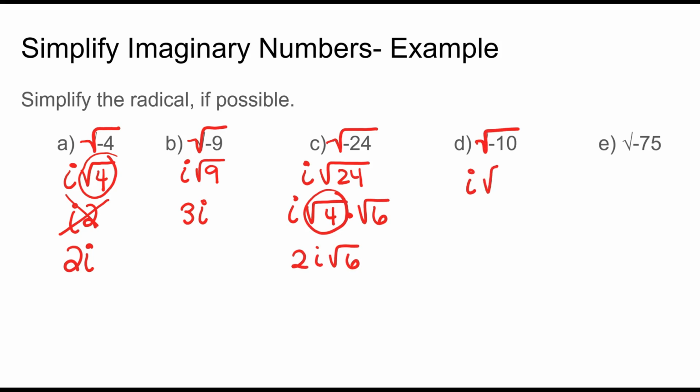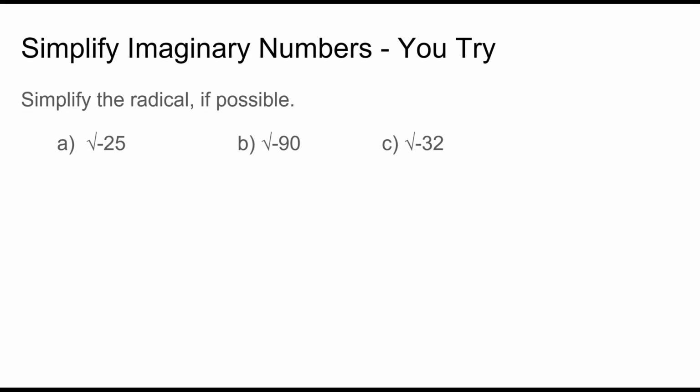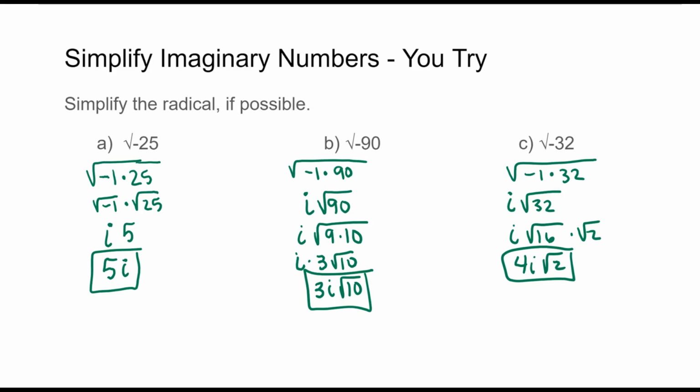We'll immediately start by making that i square root of 10. Remember, there are no perfect squares that go inside, so that is done. We'll deal with that negative first. So that's i square root of 75. So we've got i square root of 25 times the square root of 3. That's going to be 5i square root of 3. And you give these 3 a try and see how you did. And that concludes simplifying radicals and imaginary numbers for the quadratic formula.